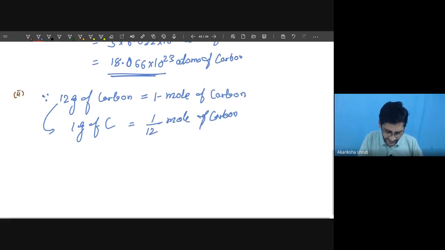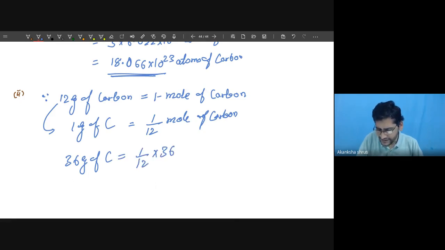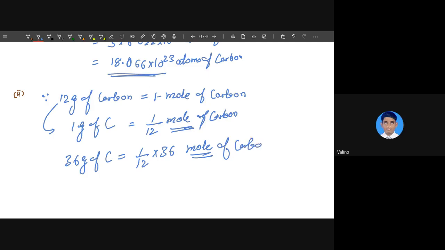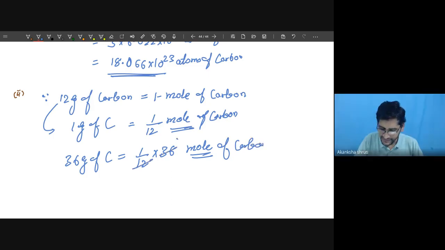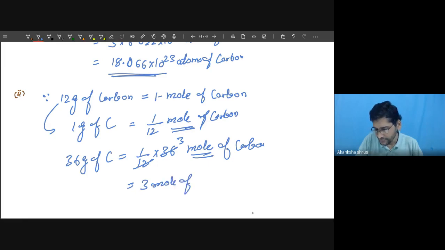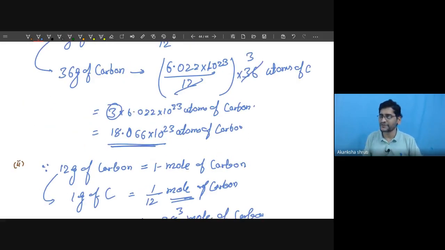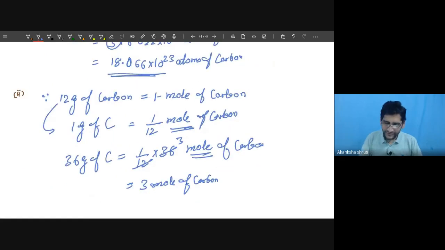Now in place of 1 gram, if we multiply both sides by 36, so 36 gram of carbon will be 1 by 12 also needs to be multiplied by 36 mole. Because mole is the unit that we need to maintain of carbon. So this way we are getting 3 moles of carbon. The same 3 was also obtained here, if you observe it carefully.